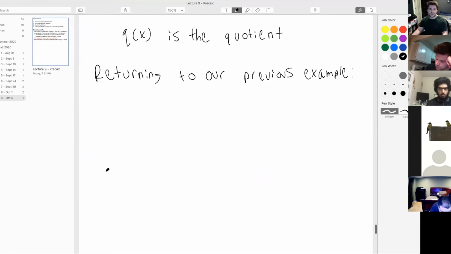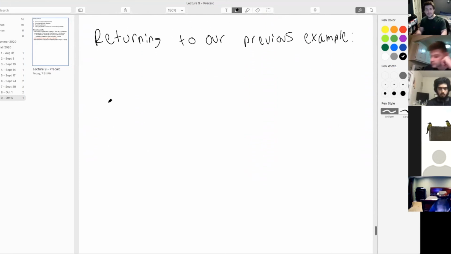Okay, so where were we at in that example? Well, I think we're up to the point where we were able to factor. So I'm going to write this polynomial yet again: 4x cubed plus 10x squared minus 6x minus 20.